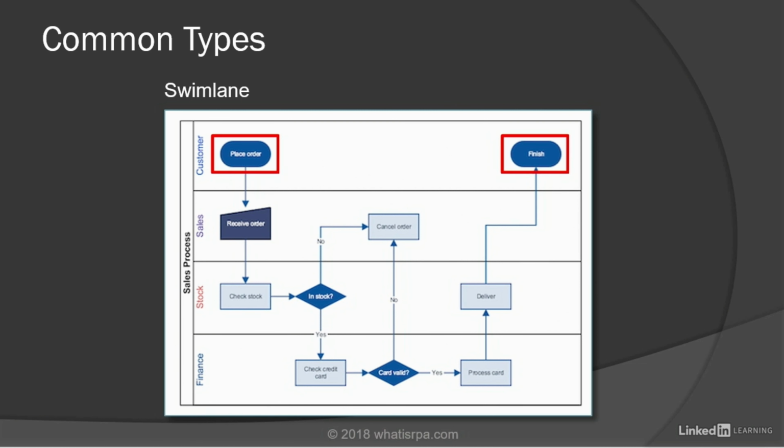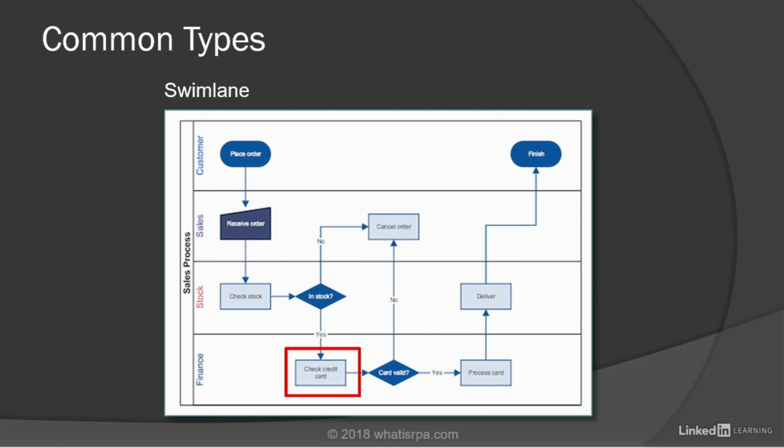So you can see that we have two terminators where we place the order and then the process finishes, and once the customer places the order, the sales role will receive the order. And notice the shape of that activity is a little different than the shapes we've seen in the past. Once the salesperson receives the order, a stock person checks to see if it's in stock, and then we have a decision diamond with a yes and no path.